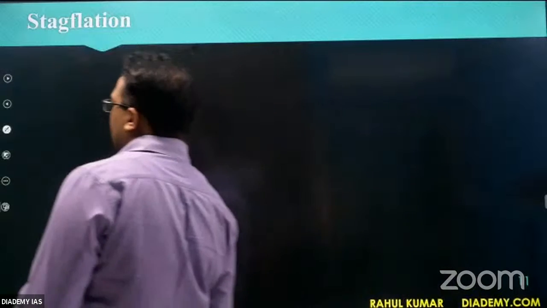This will help you consolidate measures. इस कारण की वजह से गवर्नमेंट रेट ऑफ इन्फ्लेशन को कंट्रोल करने की कोशिश करती है। Now, what is stagflation?